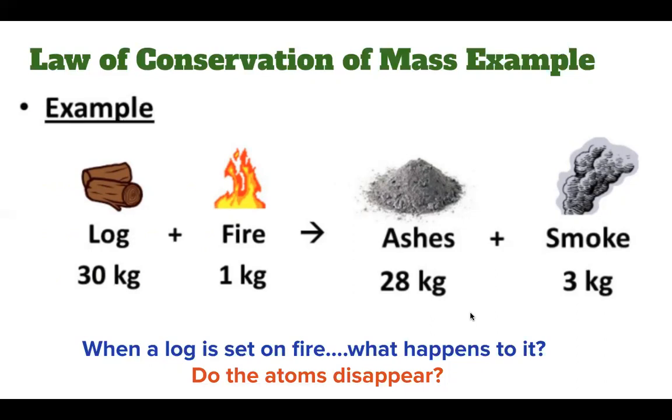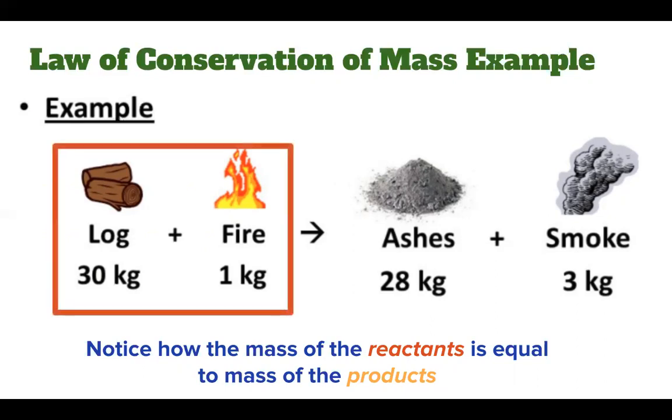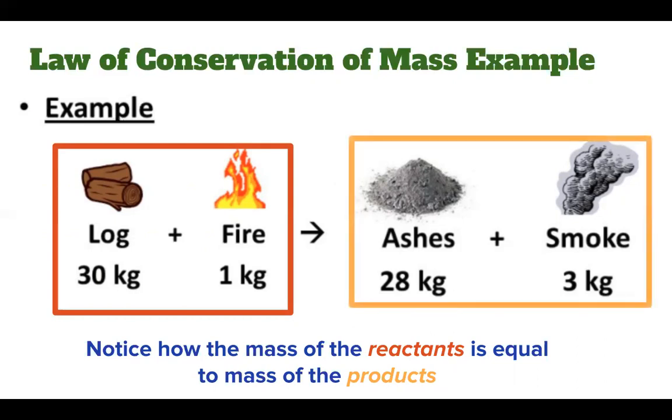And that is the law of conservation of mass. So we're going to notice how the mass of the reactants, that's our log and fire, those are the things that react to each other, equals the mass of our products. And our products, just like in math, it's like the end result. It's what we got after we added those things together. So law of conservation of mass all means the mass we start with, our reactants, is going to be equal to the mass of our products.